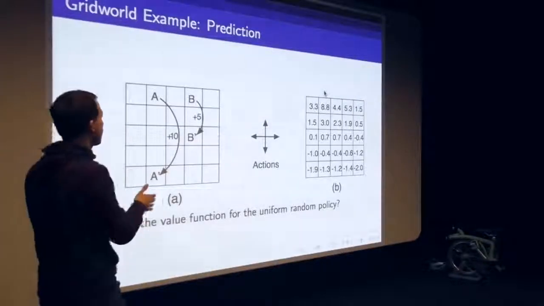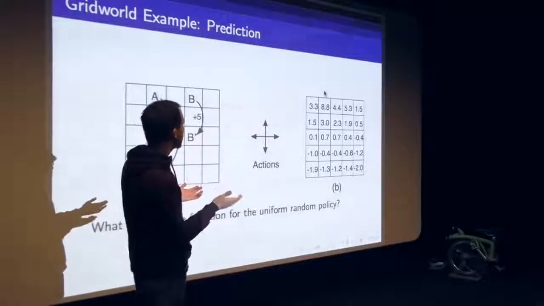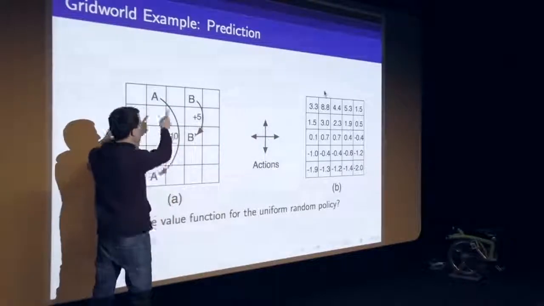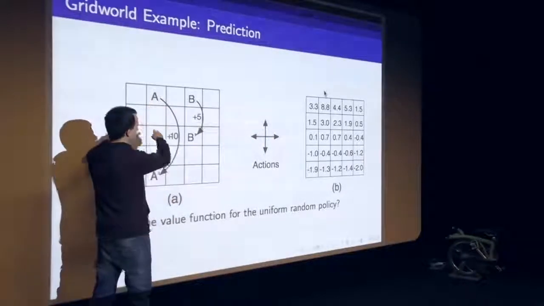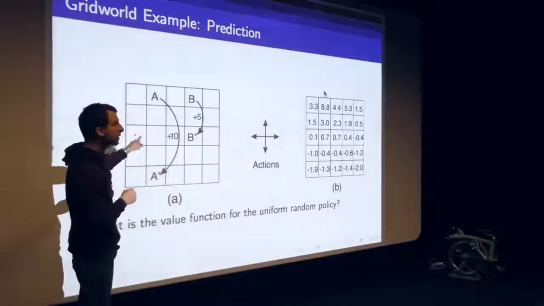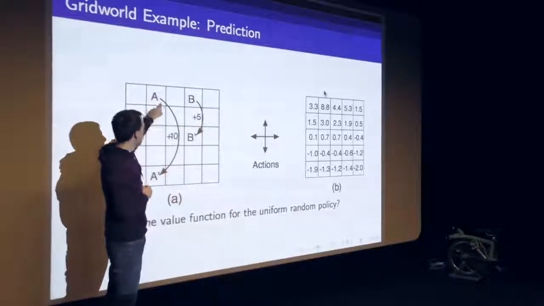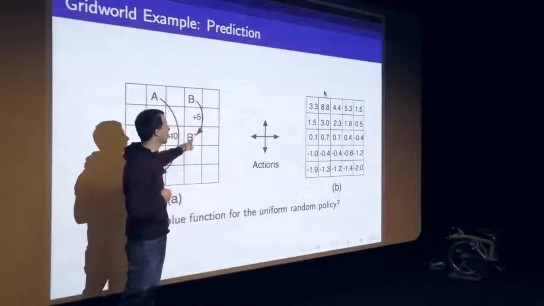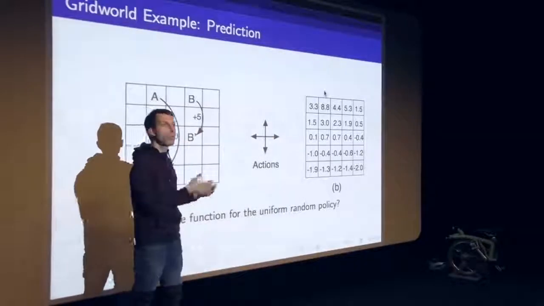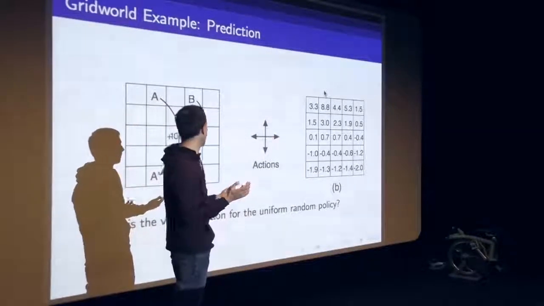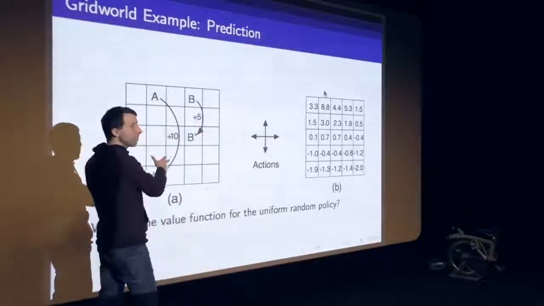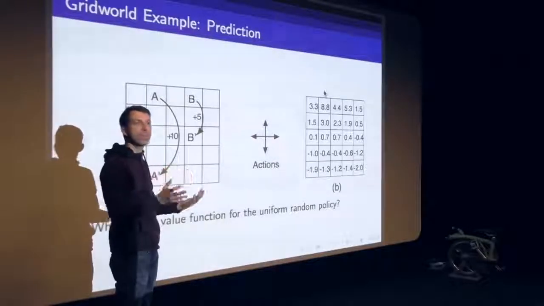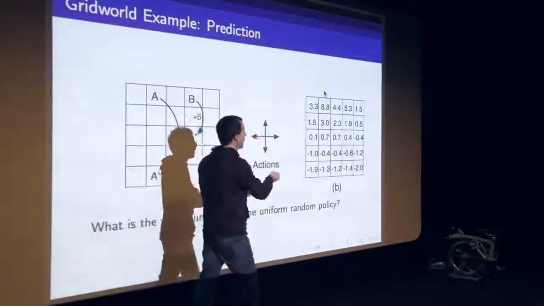If we go back to our grid world example, you have an agent that's moving around this grid world. It basically gets -1 per time step, but if it goes to A, it gets a +10 reward and teleports to A prime. If it goes to B, it gets a +5 reward and teleports to B prime. We can ask, what's the value function for the uniform random policy? If we just move around this grid randomly, how much reward will we get? That's a prediction problem. For this fixed policy of behaving randomly, how much reward will we get?